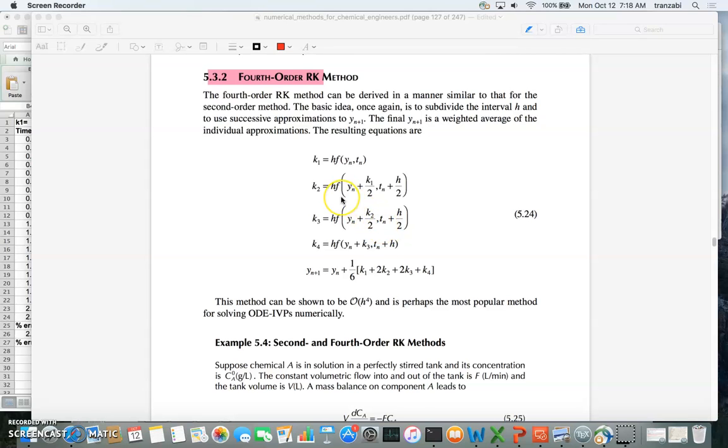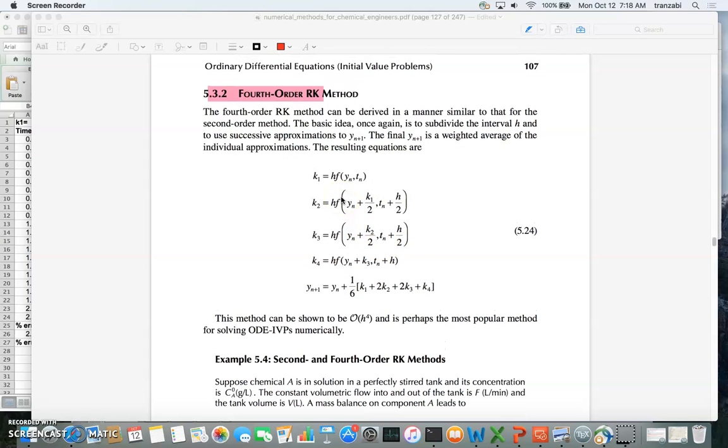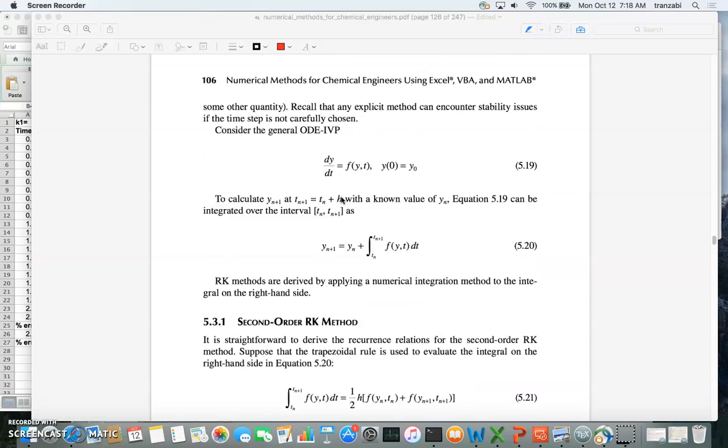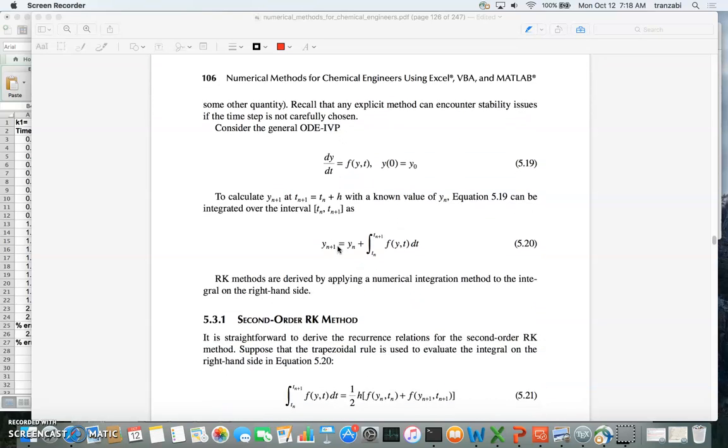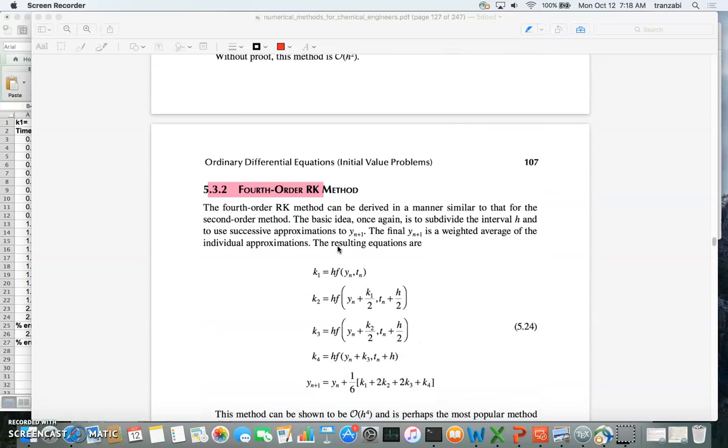So in RK4, we again look at our generic differential equation. Let's say dy/dt is equal to f of y and t, like what we did in equation 5.19. This is the general form of the equation I'm going to solve. We do it in basically 4 steps. In step 1, we calculate k1, where we evaluate the function at point tn and yn. Let's say that's the current point.